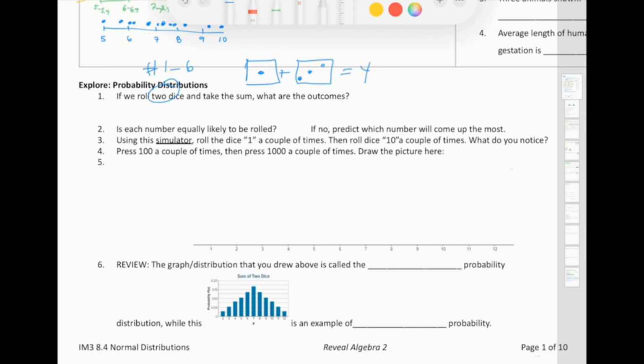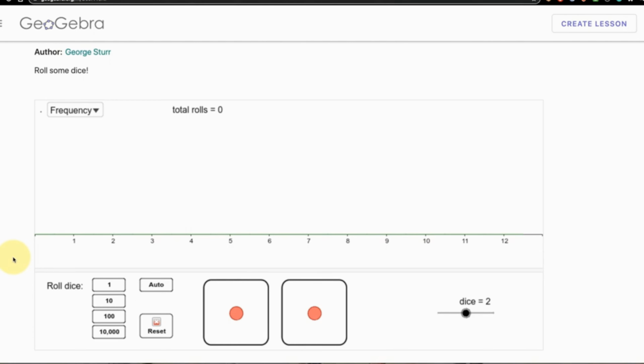All right, let's go over this simulator. A simulator is just a way for the computer to roll the dice many times instead of me. So again, I sum here, that would be 2. Hopefully you made a prediction about all the different sums, and which one you think is more likely. Are they all likely to be rolled? And if not, predict which number will come up the most. Let's press this 1 a couple of times.